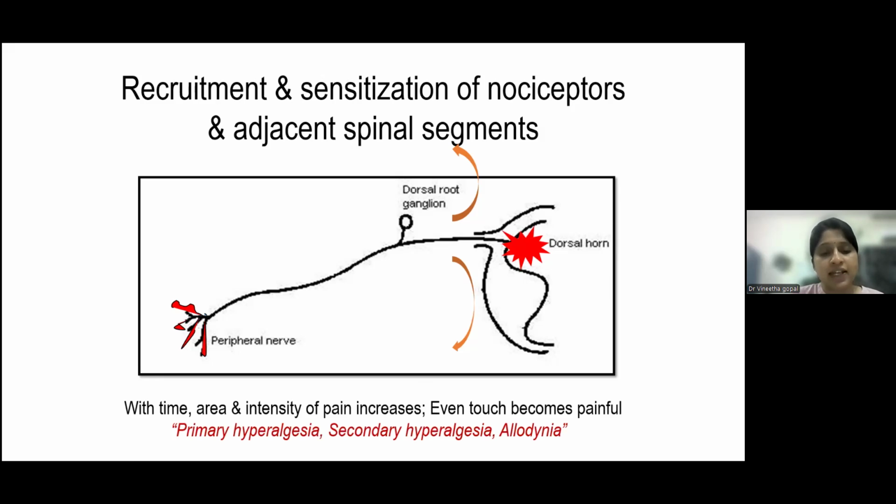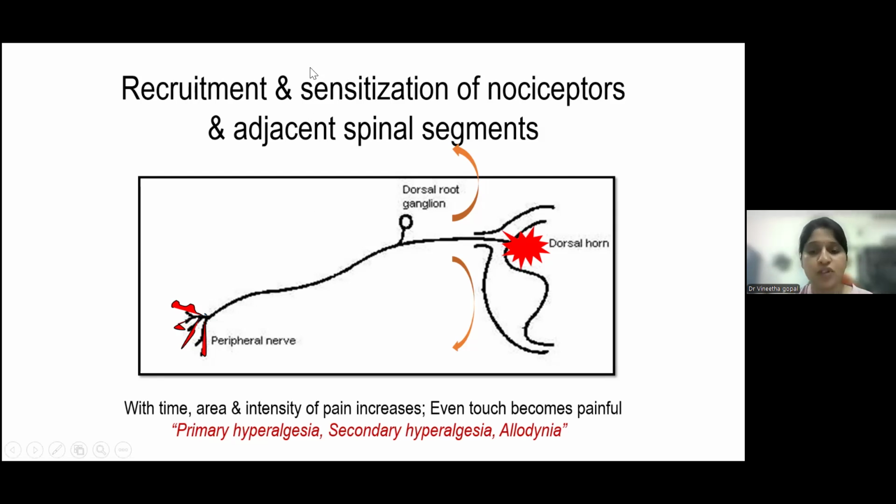So I think I didn't tell secondary hyperalgesia. Primary hyperalgesia means it is an exaggerated response to a noxious stimulus on the painful side. For example, if the injury is in the C6 dermatome and for a given noxious stimulus in the C6 dermatome, the patient is experiencing more pain, that is primary hyperalgesia. So what is secondary hyperalgesia?